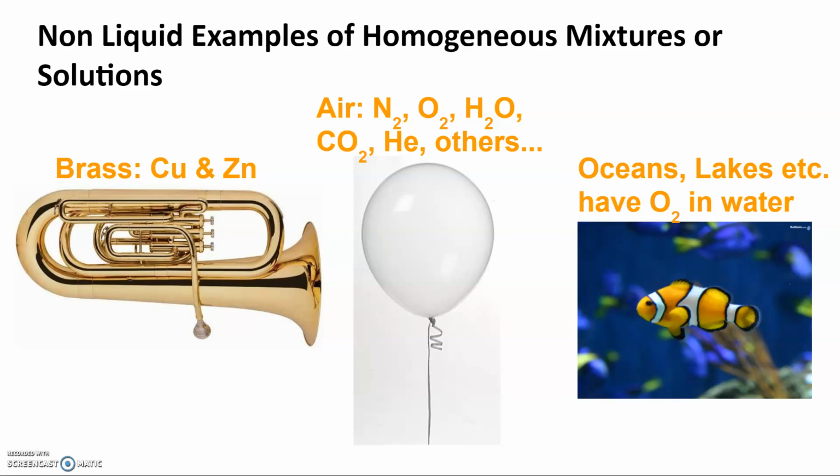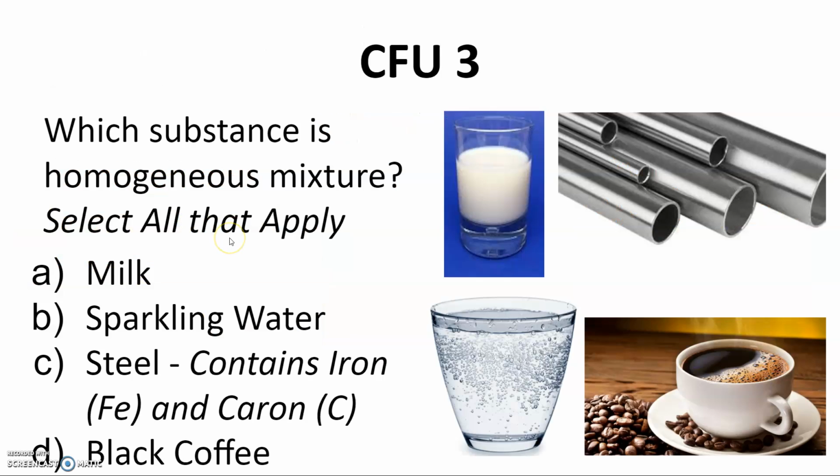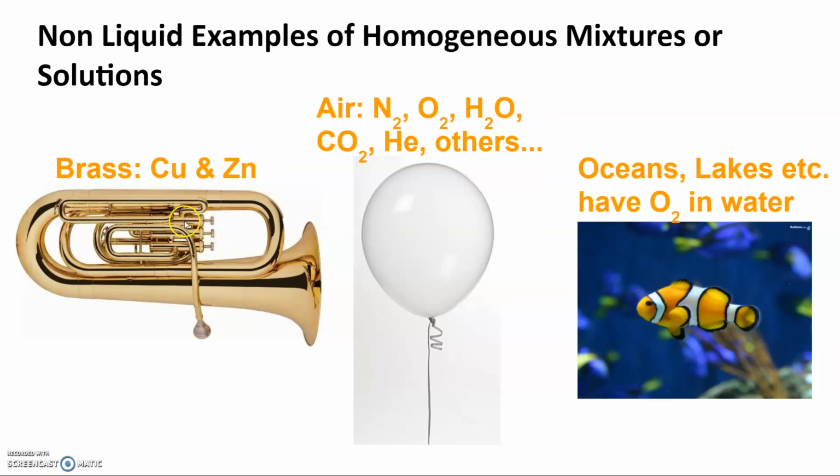More examples of homogeneous mixtures that are not liquids would be something like a metal alloy. Copper and zinc make up brass, and so if you look at that, it looks like all one thing, but it's actually a mixture of two different metals. Air is a mixture of different gases, and oceans and lakes are examples of homogeneous mixtures because they have oxygen dissolved in them.